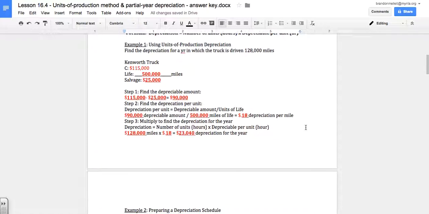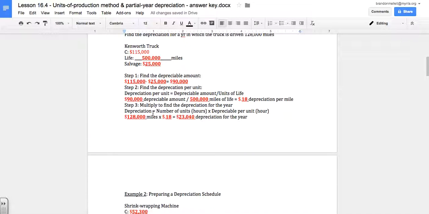Let's keep going. Example 1. We have a truck. It costs $115,000. Life is 500,000 miles. Salvage value is $25,000. For step 1, we need to find the depreciable amount. So we take our cost minus salvage, and we have $90,000. Step 2, we now can take the depreciable amount divided by the units of life, or miles of life, and we would find out for every mile that is used on this truck, it is depreciating 18 cents.